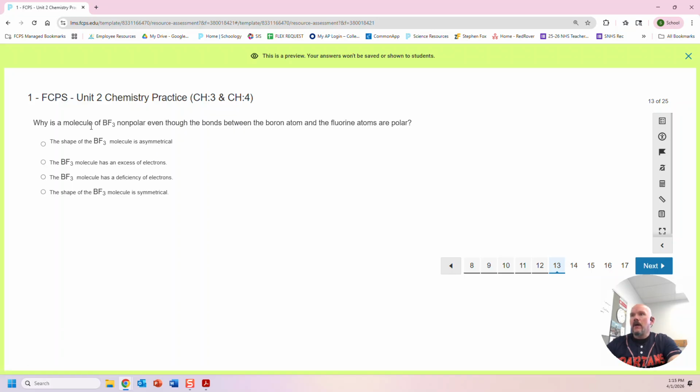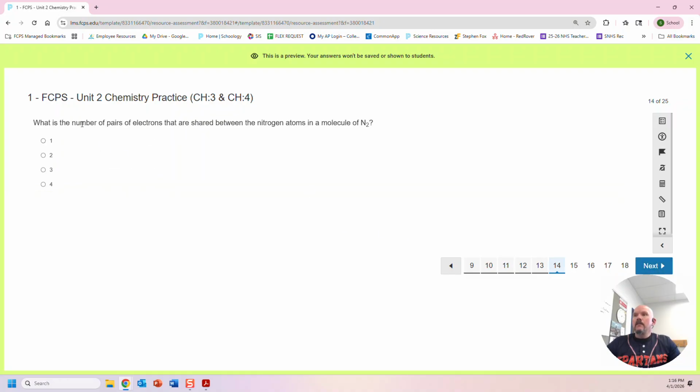All right. Why is the molecule BF3 nonpolar even though the bonds between the boron atom and fluorine atoms are polar? So I have polar bonds, but the molecule itself is nonpolar. Remember, that's about symmetry. If you're asymmetrical, you're polar. If you're symmetrical, you're nonpolar, even if you have polar bonds. So we know it's not asymmetrical. We're looking for symmetrical or something that kind of means the same thing. Remember, BF3 would be trigonal planar, which would be a symmetrical shape. And so it's nonpolar because it's a symmetrical molecule, even though it has polar bonds. Okay.